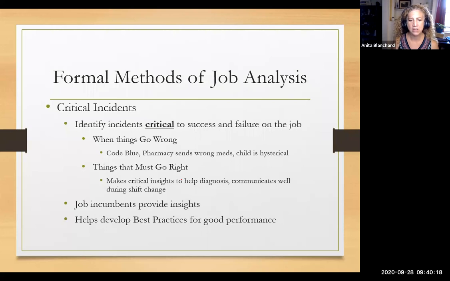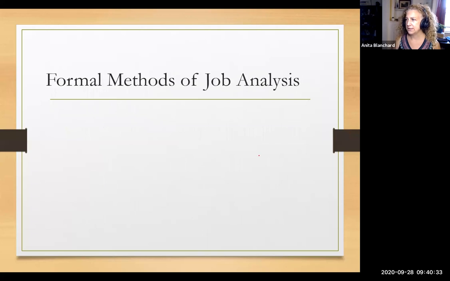And if you don't have a lot of people doing the same job, you have to do a critical incidence analysis for each of them. So this is fantastic, but it does not work well. It takes a lot of time. Okay. Other formal methods of job analysis.